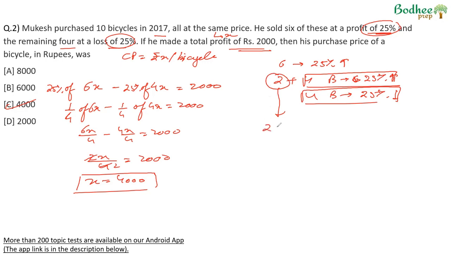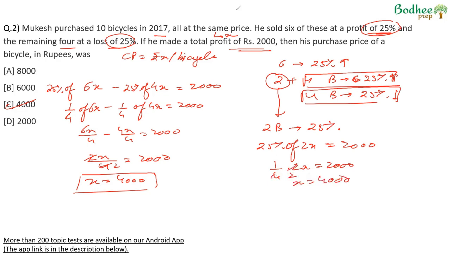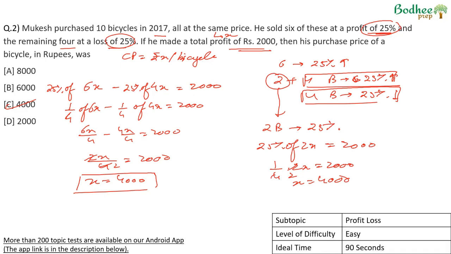So we can say 2 bikes are sold at a profit of 25% each, which means 25% of 2x. Cost price of 2 bikes should be the profit that we have. So 1 by 4 of 2x is equal to 2000, which also gives the value of x as 4000. Either of the two methods can be used. Overall, I'd say this question is an easy question, about 90 seconds to solve. Definitely something that should be looked at in the exam.